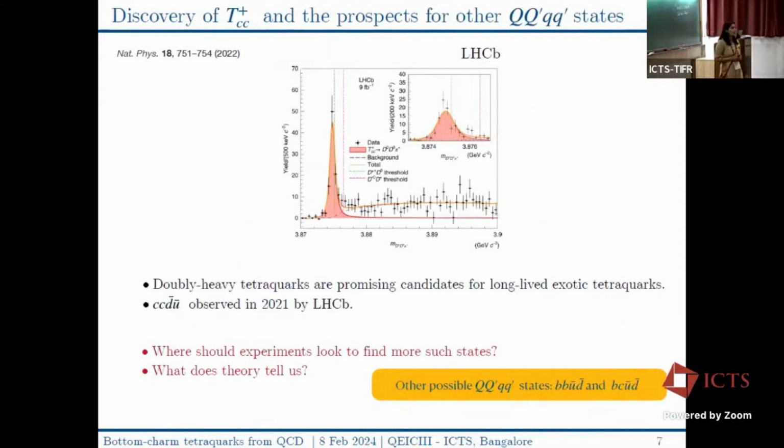Let's see what is happening with the T_cc. T_cc was recently discovered by LHCb in 2021. As we saw, it has double charm content, so it is a doubly heavy tetraquark, and it's really long-lived. Since experiments are already seeing such tetraquarks, let's see what other tetraquarks can currently be seen by experiments such as LHCb. It is also worthwhile to see what theory would tell us about these states.